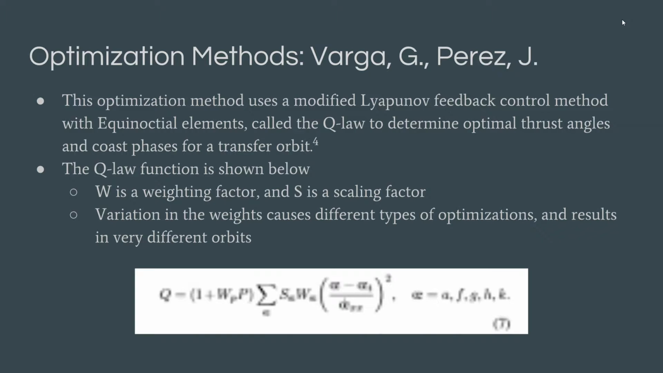In the Varga and Perez paper cited in this presentation, the optimization method they use has a modified Lyapunov feedback control method with equinoctial elements called the Q law, and they use this to determine optimal thrust angles and coast phases for a transfer orbit. The Q law function is shown at the bottom of this slide with W as a weighting factor and S as a scaling factor. Variation in the weights causes different types of optimizations due to the different elements in the equinoctial set that it is varying.